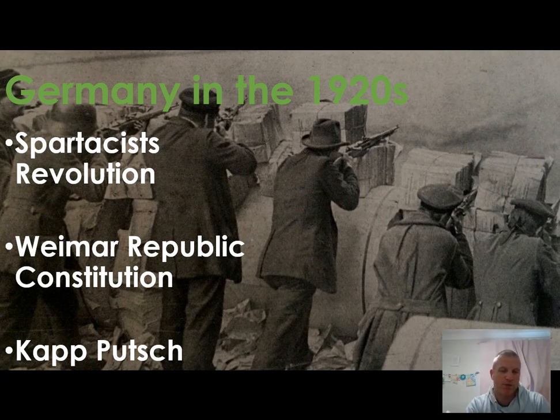So in the 14 or 15 years of the Weimar Republic period, from 1918 to the start of 1933, there were 21 different governments.